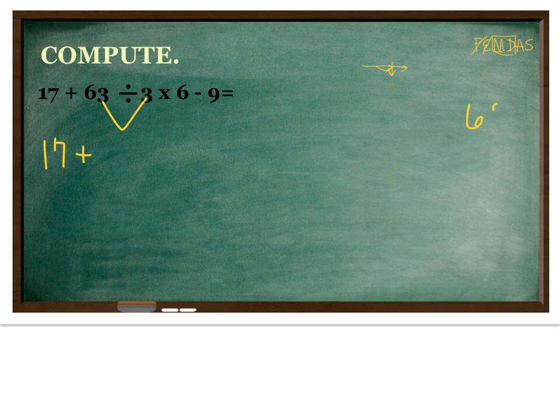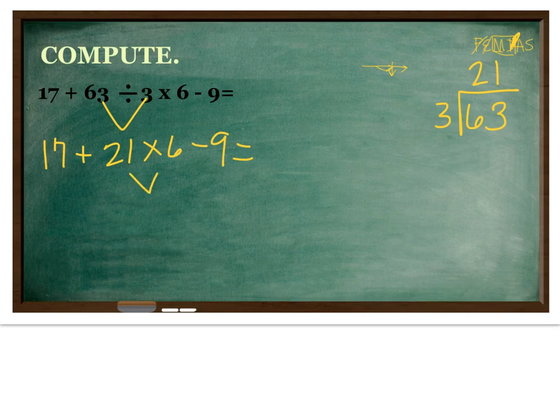If you don't know, you can have a scratch sheet of paper and come to the side. 3 goes into 6 twice, and 3 goes into itself 1 time. So that's 21 times 6 minus 9 equals. All right, so that was the division part of Please Excuse My Dear Aunt Sally. Now I have to go to multiplication.